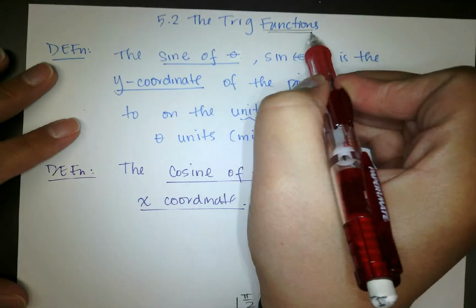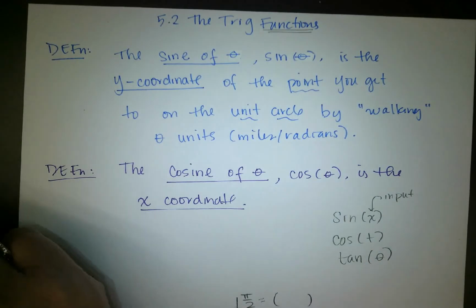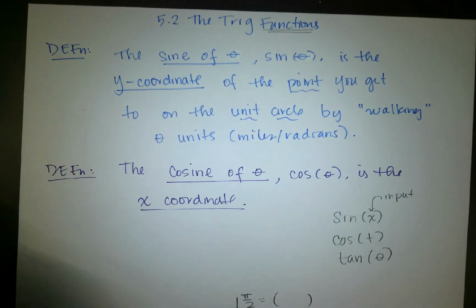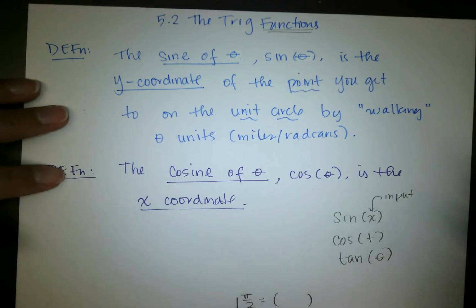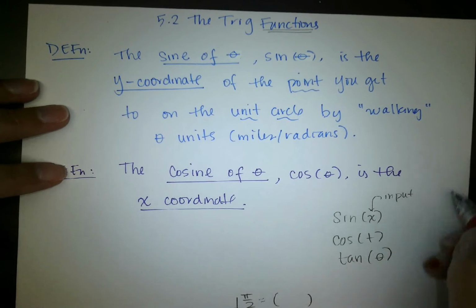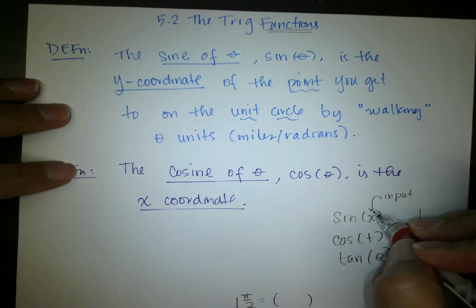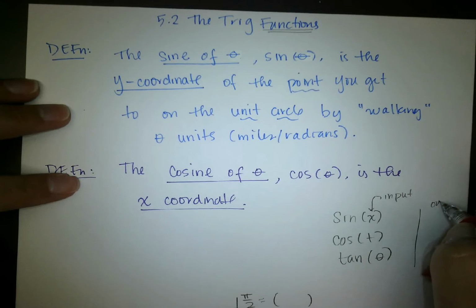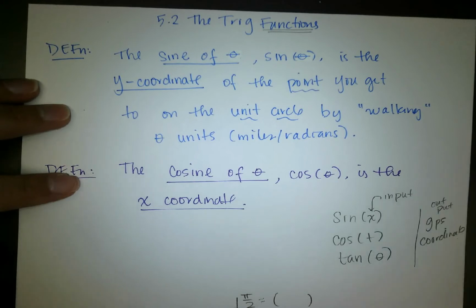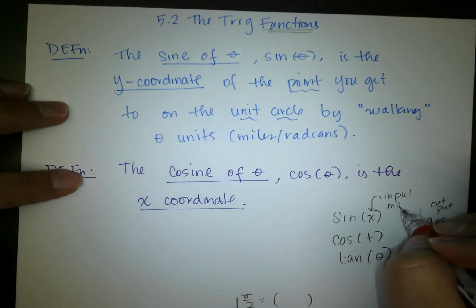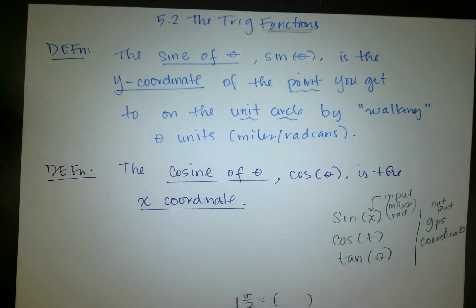It says trig functions. These are functions. So just like we have polynomials and rational functions, now we have trig functions. You plug stuff in and get stuff out. Okay? So that's your input, and then your output is the GPS coordinates. So you plug in the miles or the radians, and you get out the GPS coordinate. Okay, that's how we're going to do this.